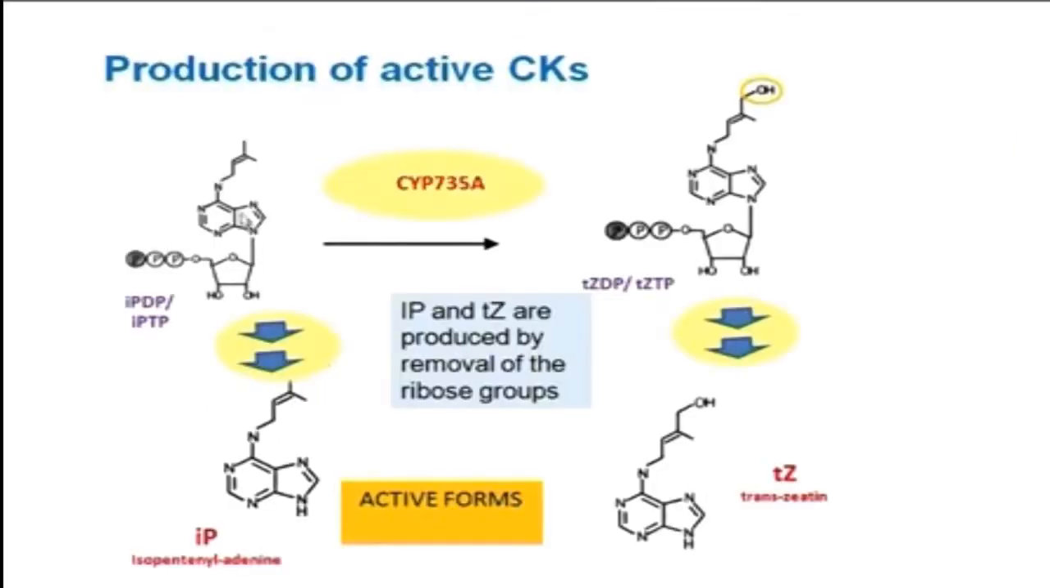In this slide, we can see the formation of active forms of cytokinins, isopentenyl adenine and trans-zeatin. Both of these cytokinins are produced by the removal of ribose groups. Now, for the production of cytokinin, we need ribose, adenine and pentenyl group together, and slowly with the removal of ribose sugar, functional cytokinin is formed.